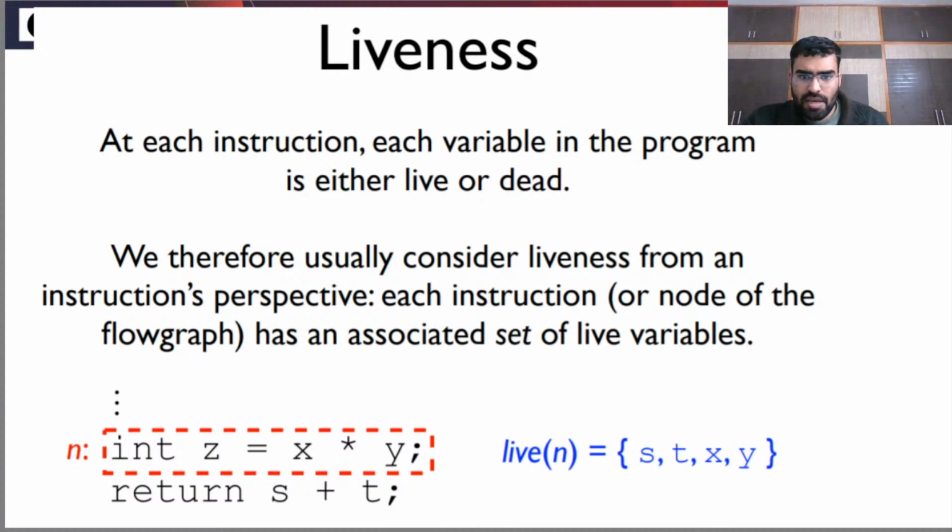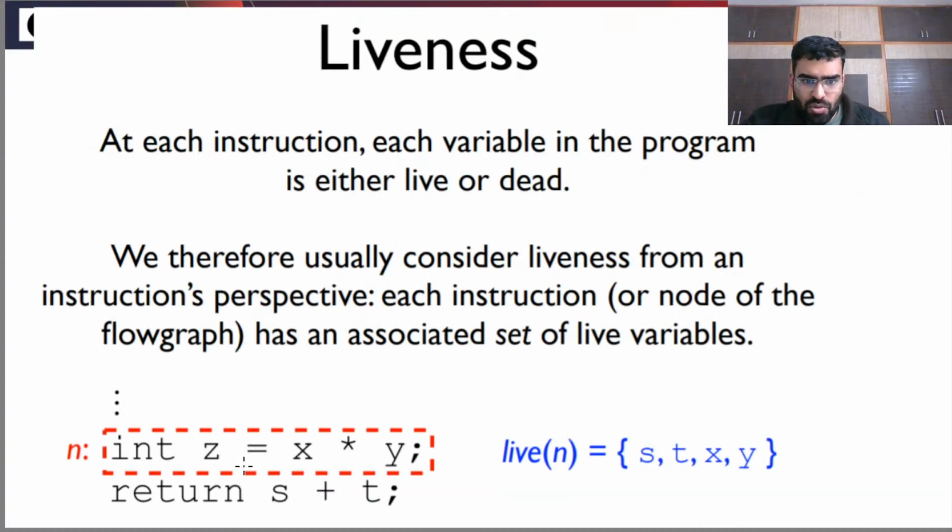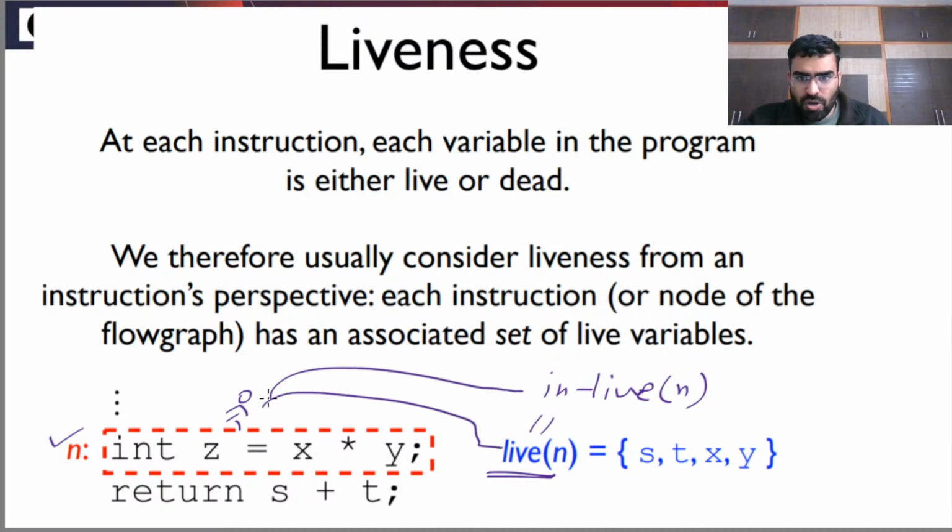Now, I told you a very important point. What is the most important point? When we say live at an instruction, it automatically means live just before that instruction. So for example, what is live at point n? Live at n simply means what is live just before this point n. What is live means what is live here.